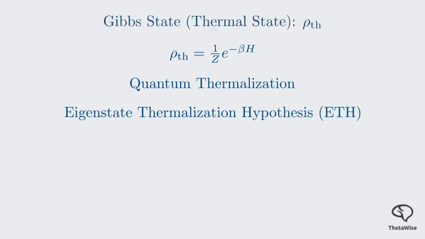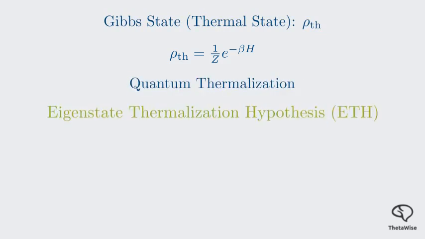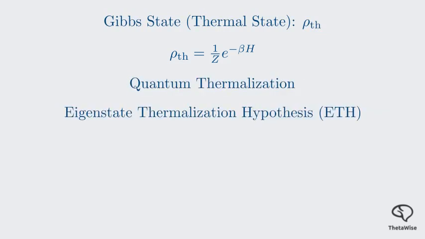So to summarize, the Gibbs state describes a system in thermal equilibrium, and quantum thermalization is the process by which a system reaches this state, often explained by the eigenstate thermalization hypothesis. In the real world, systems are rarely perfectly isolated. They interact with their environment. This leads us to the concept of open quantum systems.